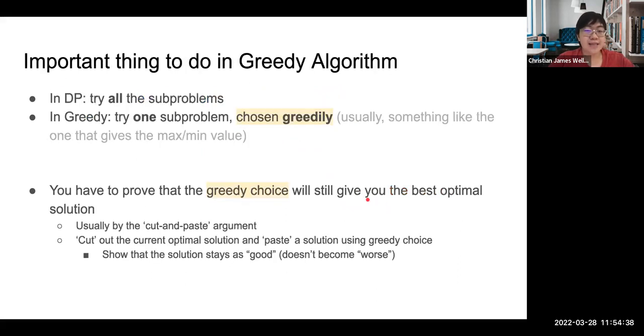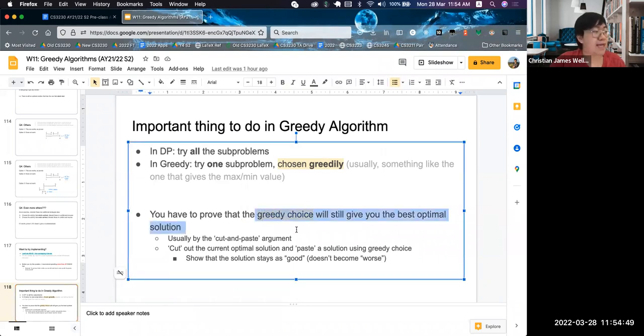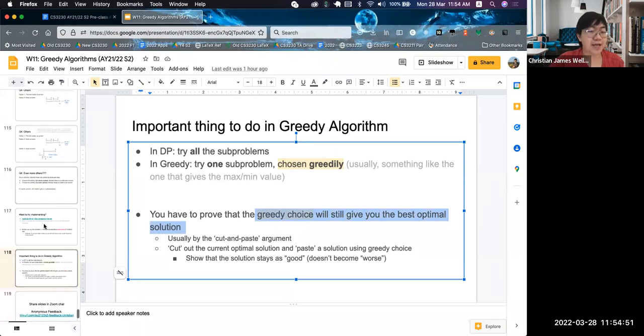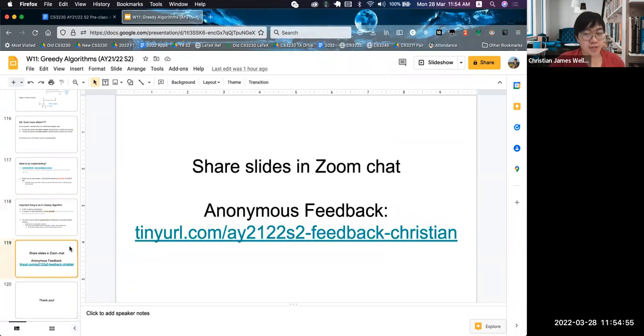Okay, and so to summarize, if you want to do greedy algorithms, you typically just choose one subproblem chosen greedily, and then you prove that this greedy choice will still give you the optimal solution by the cut and paste argument. Okay, so that concludes today's tutorial.